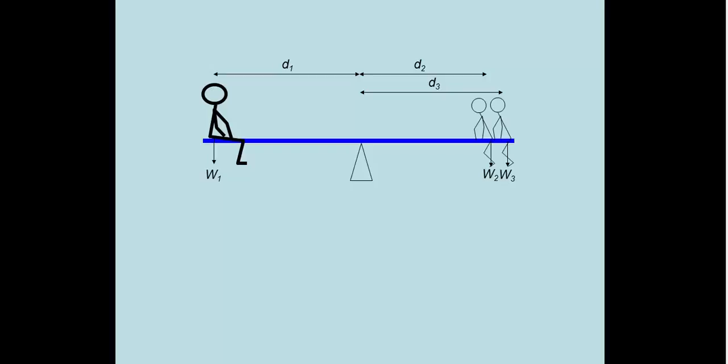Here we have a seesaw with one person on the left and two on the right. In this case, the sum of the clockwise moments, which is the weight of this person multiplied by their distance, plus the weight of this person multiplied by their distance, the expression here, is equal to the sum of the anti-clockwise moments, the weight of this person multiplied by this distance, given by the expression here.